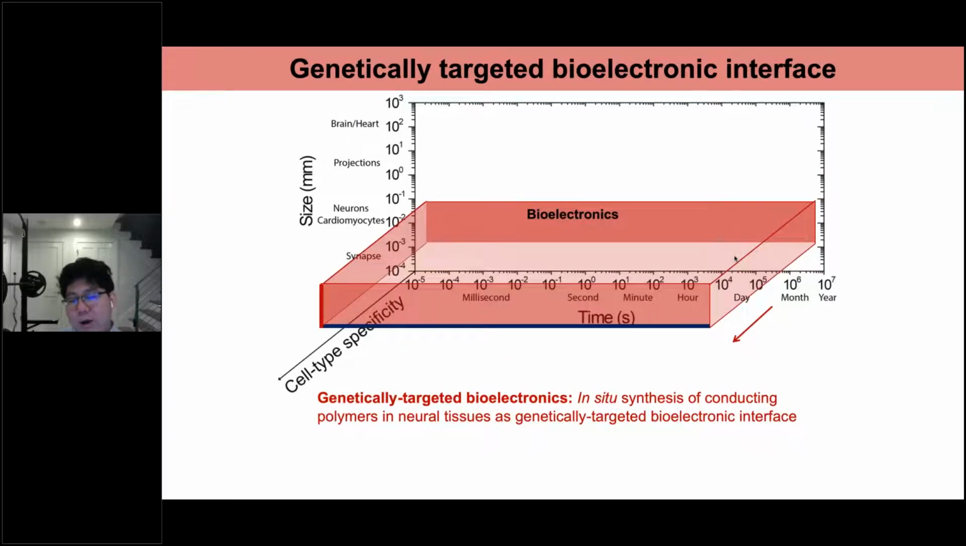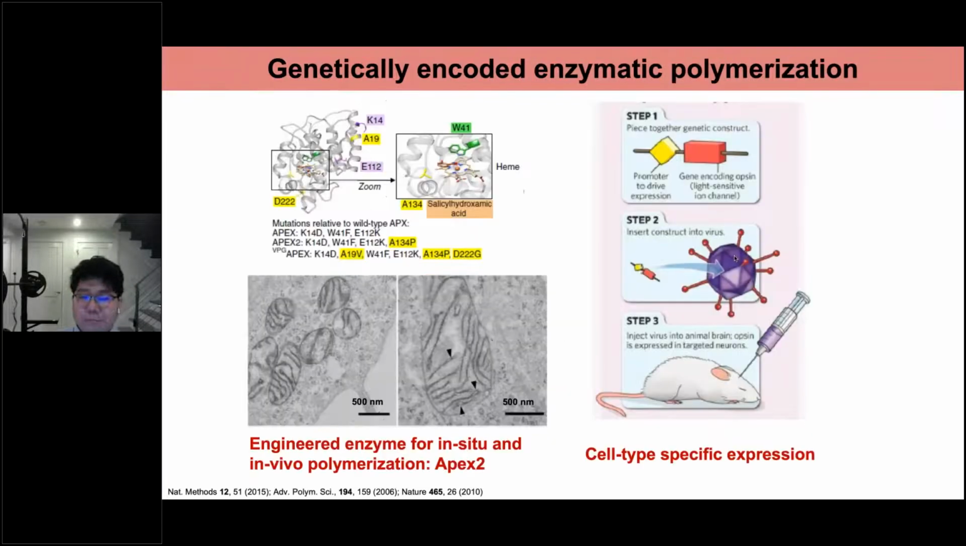So this is what we call genetically targeted bioelectronics, through in situ synthesis of the conducting polymer in the neural tissue as the interface. What we are doing is a lot of protein engineering. We screened enzymes and found a type of enzyme called APEX, which can enable in situ and in vivo polymerization of different kinds of polymers.